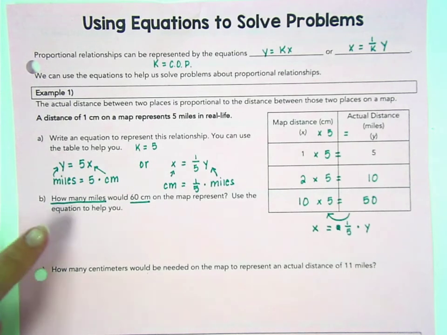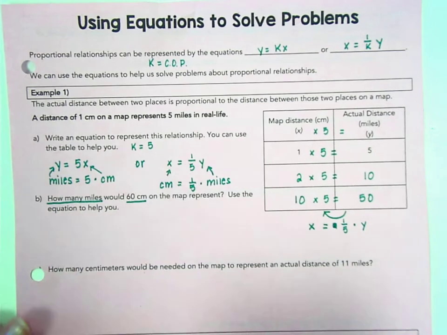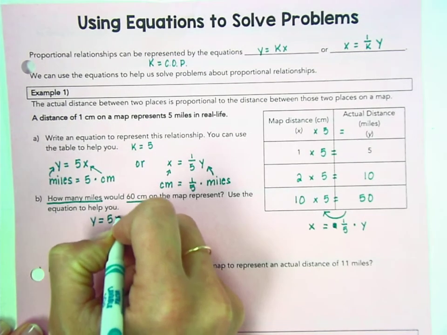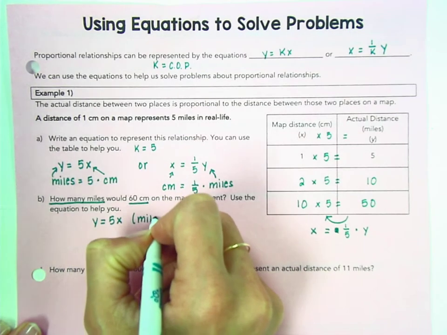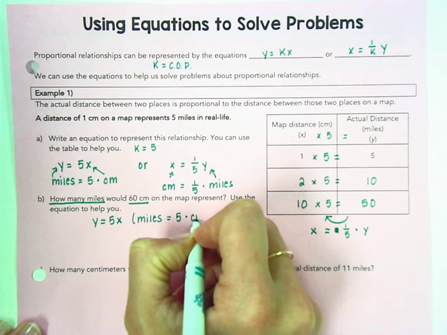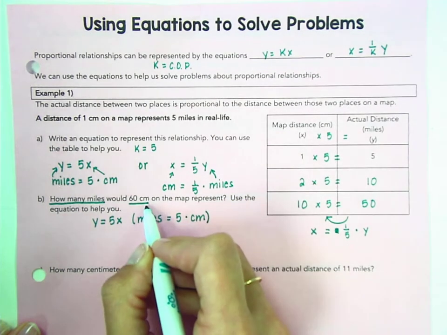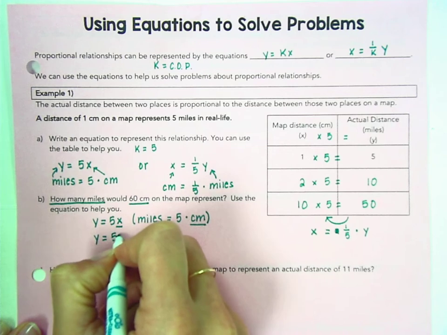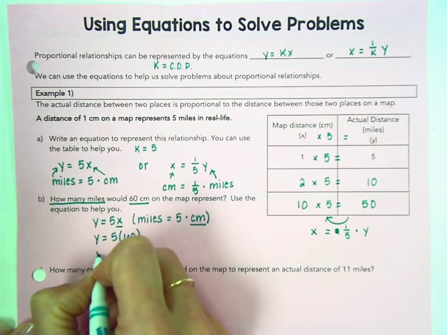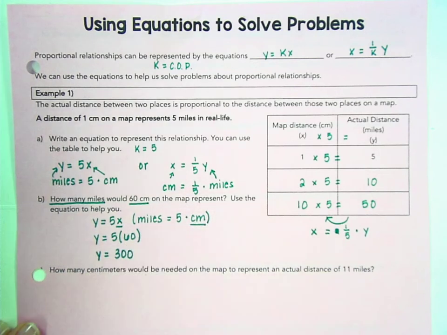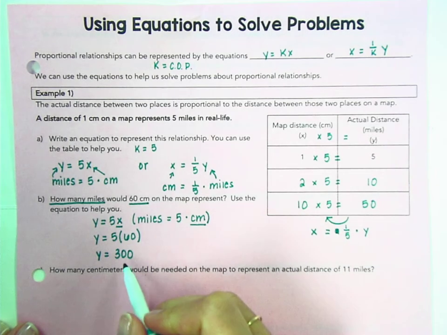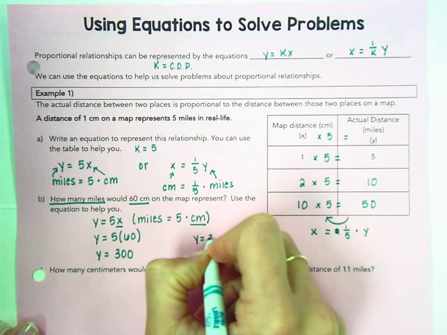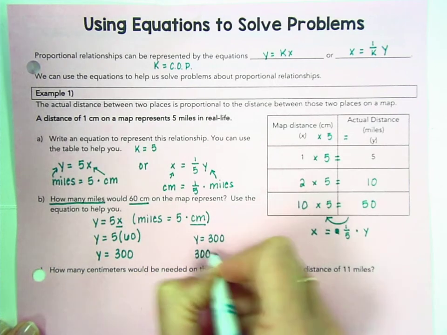Because I'm being asked how many miles, I'm going to use that first equation, y is equal to 5x. And again, understanding this means miles is equal to 5 times the number of centimeters. In this case, I'm given the number of centimeters. I'm given 60. So I can replace x with 60. So y is equal to 5 times 60. And 5 times 60 is equal to 300. So y is equal to 300. Of course, if you are asking your friend how many miles would 60 centimeters on the map represent, you would not answer saying y equals 300, you would answer saying 300 miles.